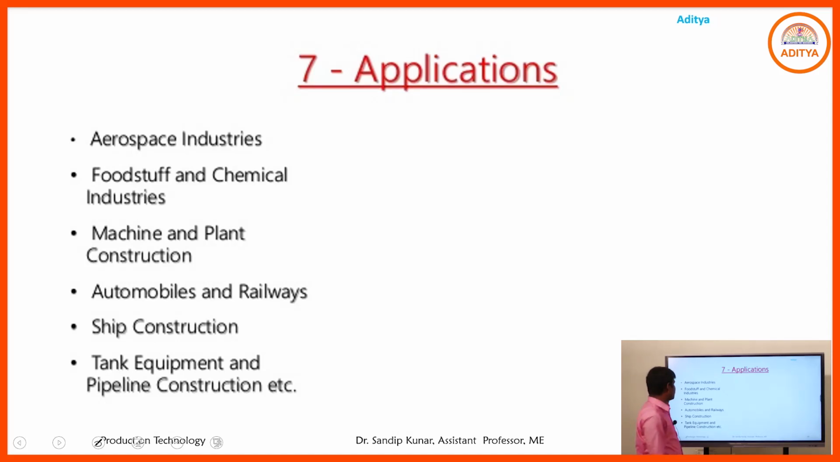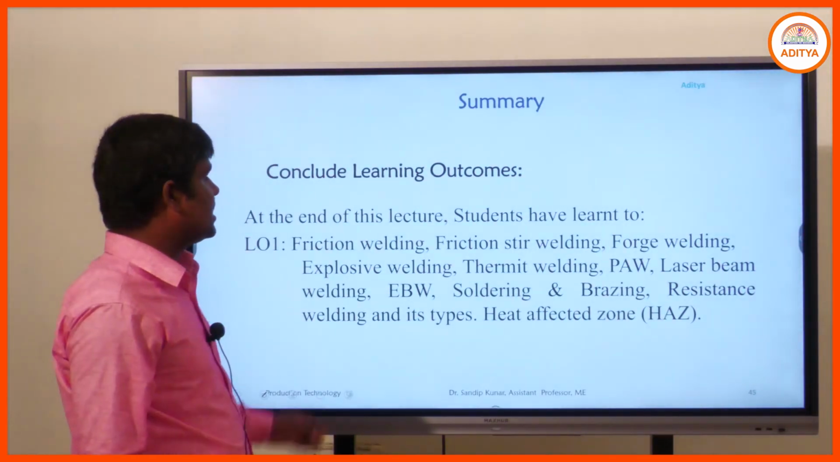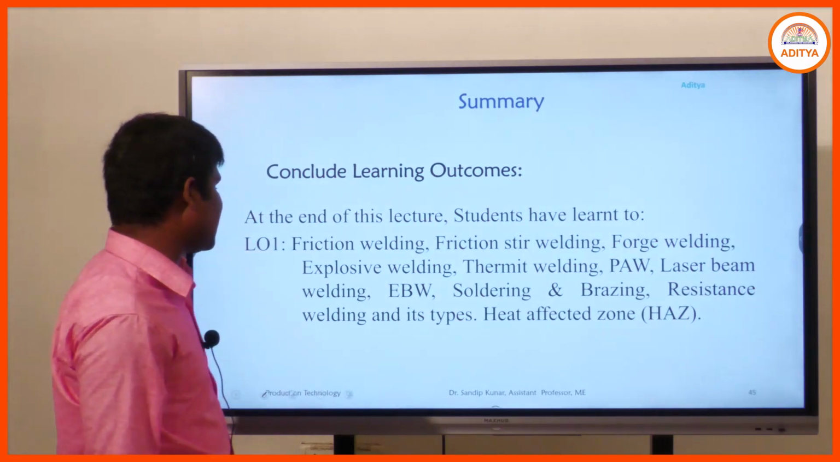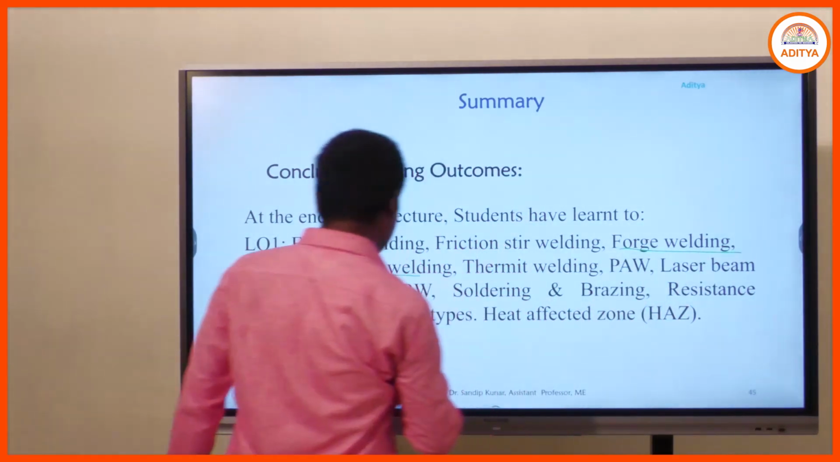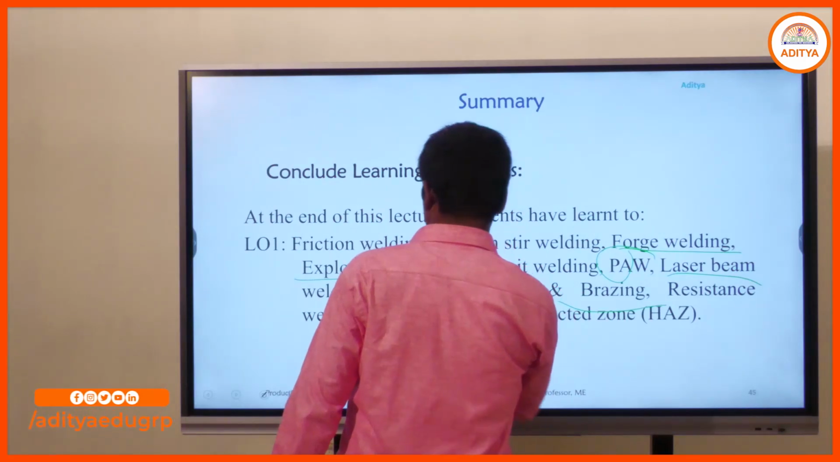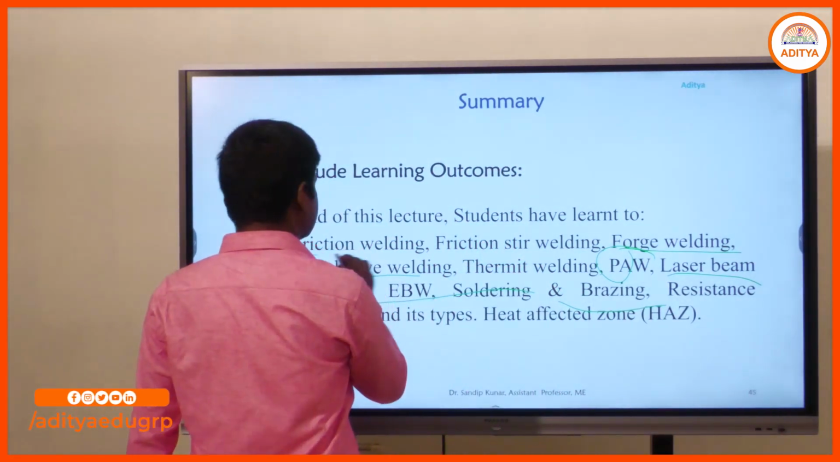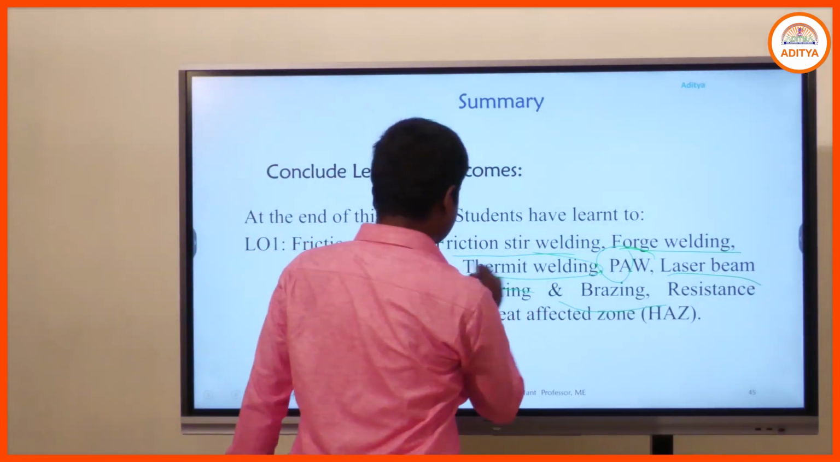What are the applications? Where have we applied it? Aerospace, foodstuff, chemical industry, machine and plant construction, automobile, ship construction, tank equipment, and pipeline construction. In these cases we use the plasma arc welding process. What are the outcomes? From this lecture, students have learned about explosive welding, forge welding and plasma arc welding. Later we will discuss other welding processes. I have already completed friction welding, friction stir welding and thermite welding.